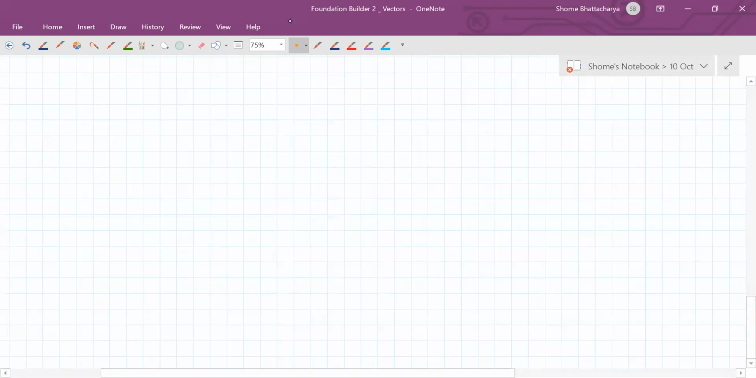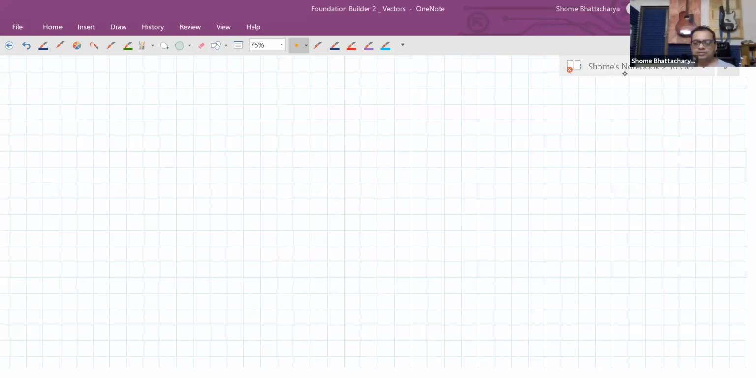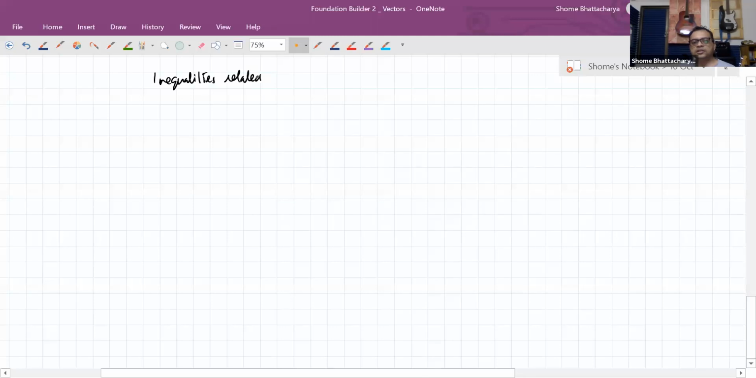Now let's understand some of these special theorems and cases. Okay. So for example, one thing which becomes very easy to understand from this are the inequalities related to a plus b and a minus b.